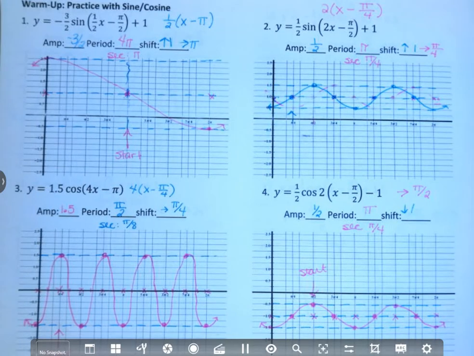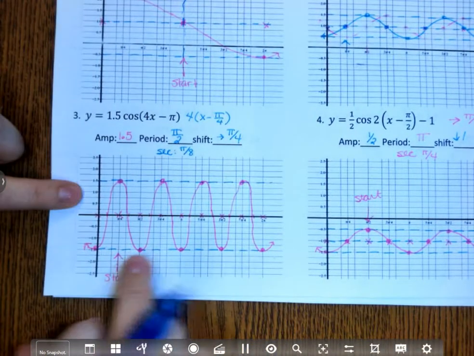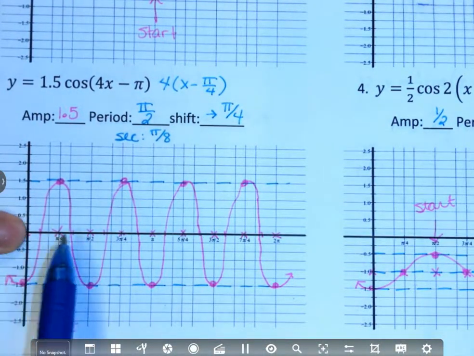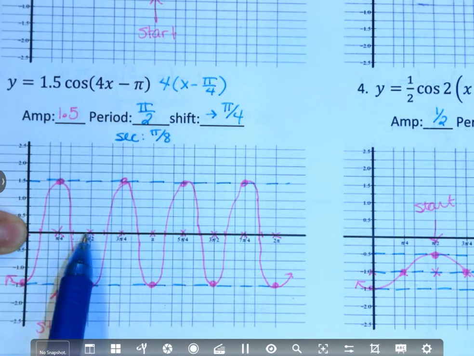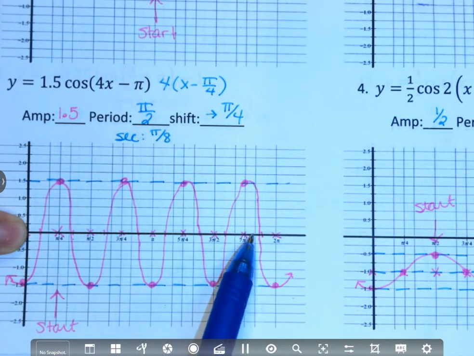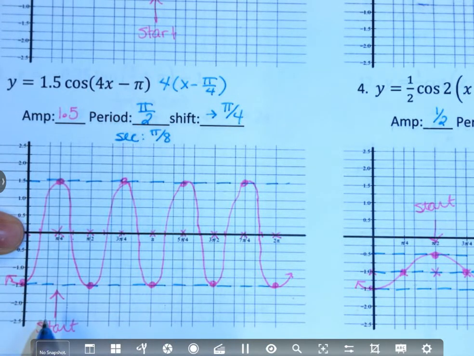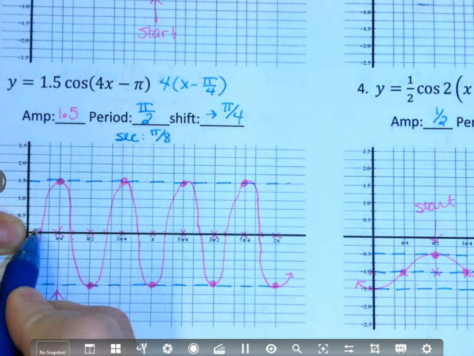Mm-hmm. Okay, so for pi over 8, that would be this problem here. Pi over 8 is not marked. Pi over 4 is. And I know that pi over 8 is exactly half of pi over 4. So what I did is I went through and I marked all of my pi over 4s, and then I put a little line smack dab in the middle. And that would be my pi over 8. Okay? And if I wanted pi over 16, I would go smack dab in the middle of that.